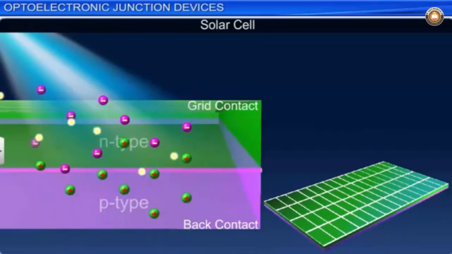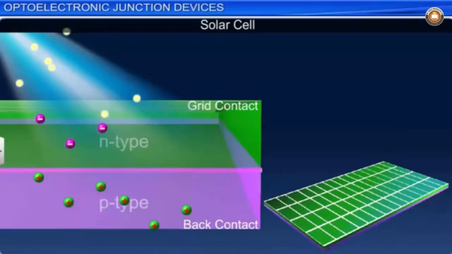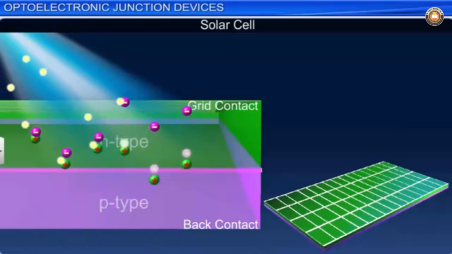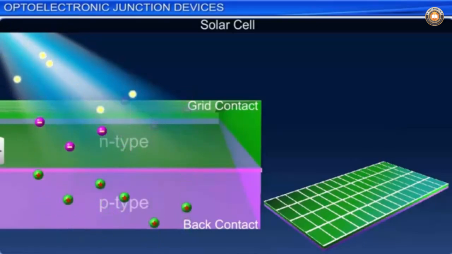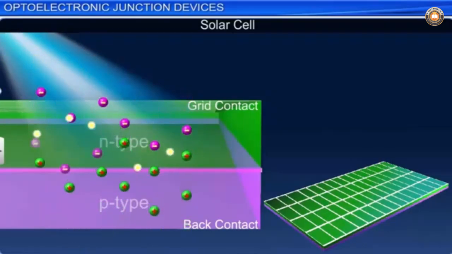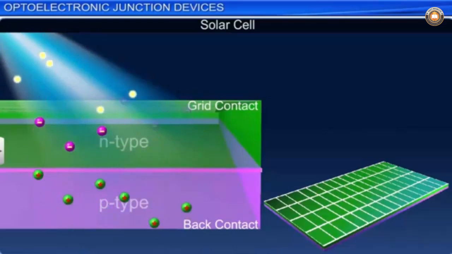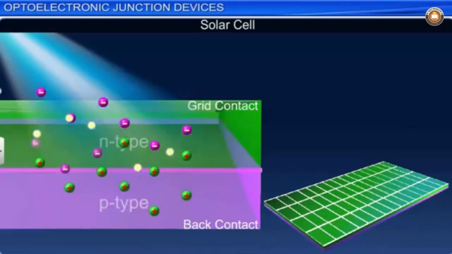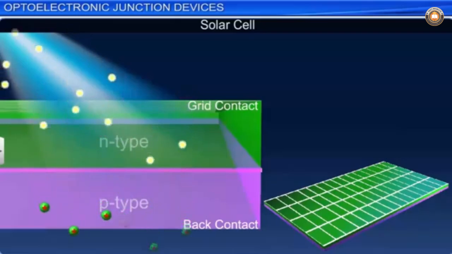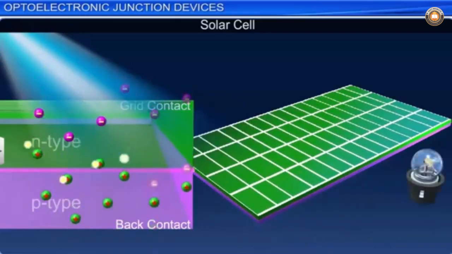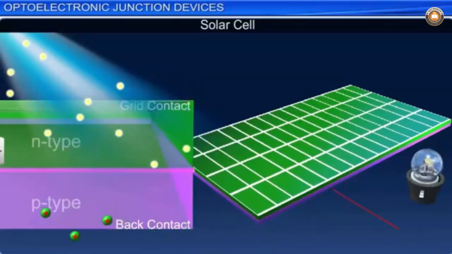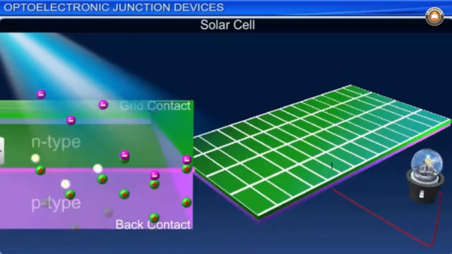The holes pushed towards the p side are collected by the back contact, while the electrons pushed towards the n side are collected by the grid contact. This collection of charges makes the back contact positive and the grid contact negative and gives rise to a current when a load is connected between the two.